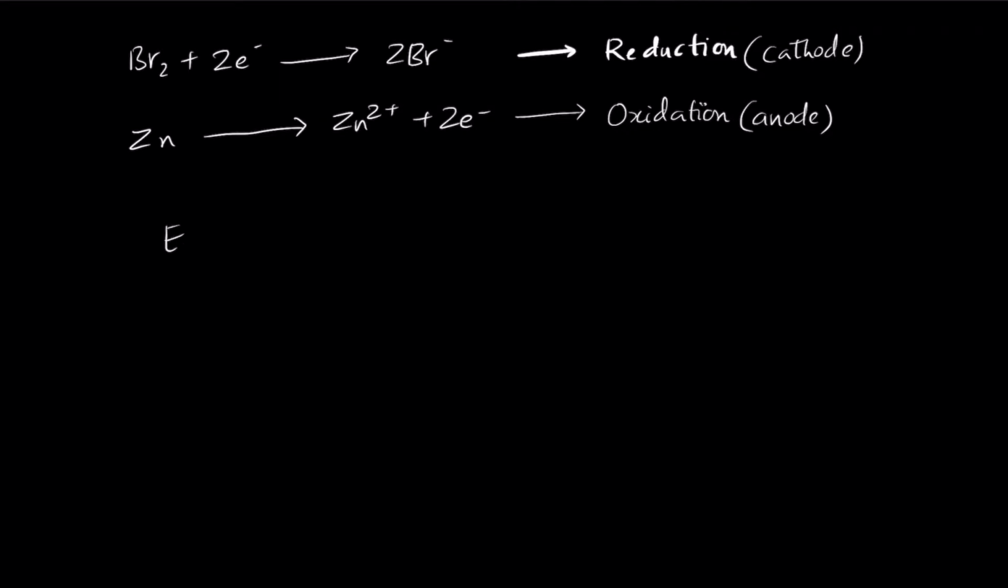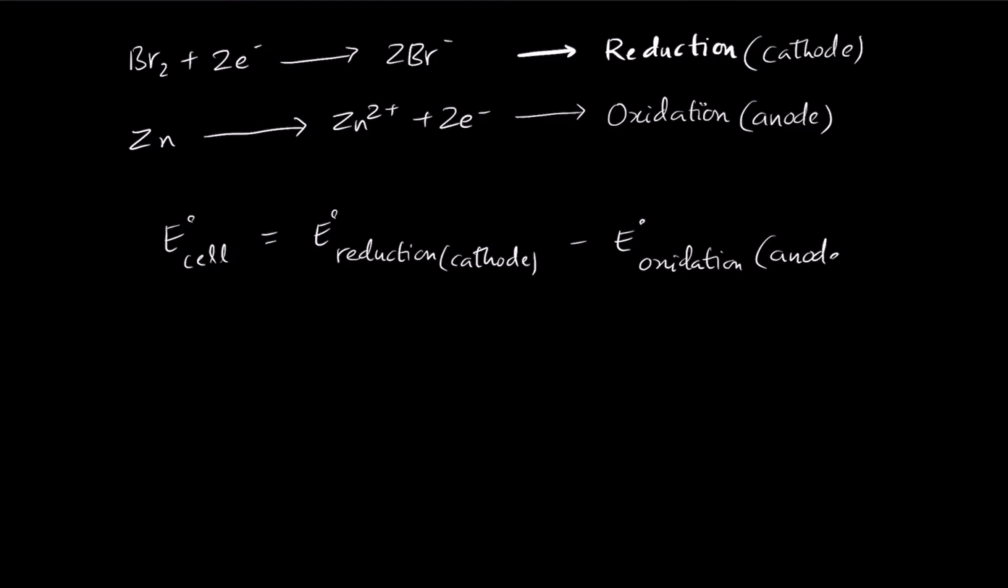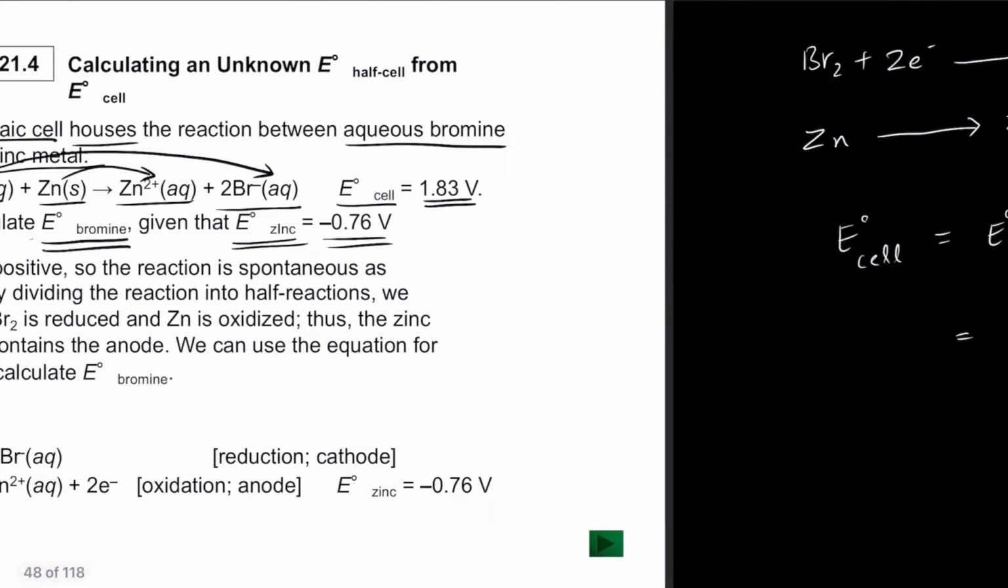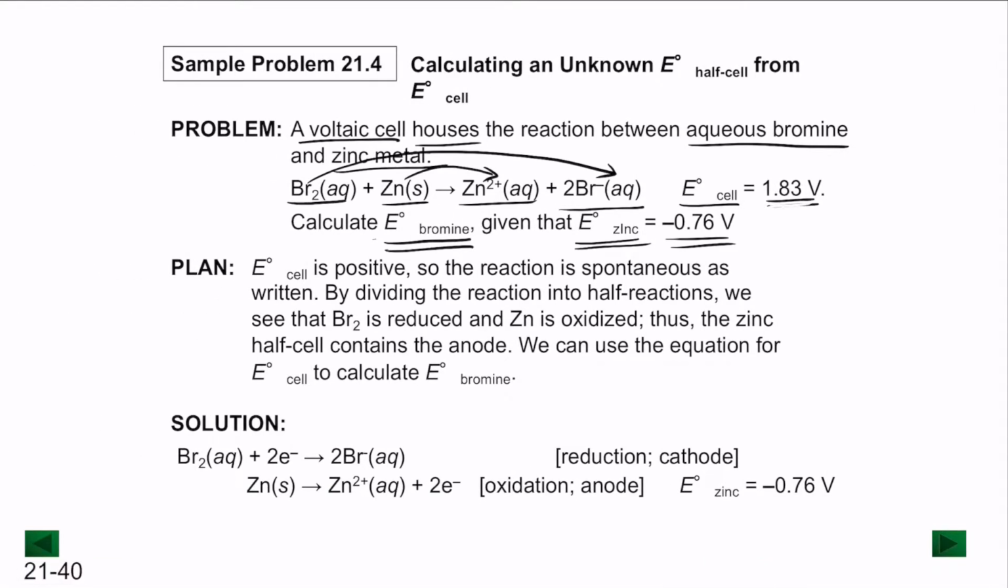So E of the cell becomes E of reduction, which is the cathode, minus E of oxidation, which is the anode. So the total cell value is given as 1.83.